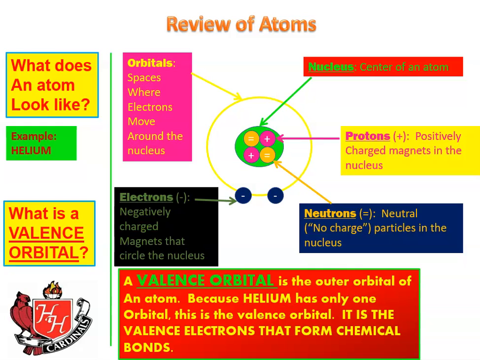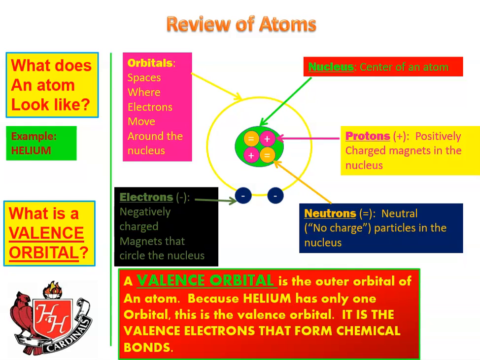Now, the nucleus, unlike what you saw in biology, where the nucleus had a membrane around it, kind of in a pouch, that's not true in an atom. That green area is just shown to represent the nucleus, but there's not really a sac or a pouch around the protons and the neutrons.